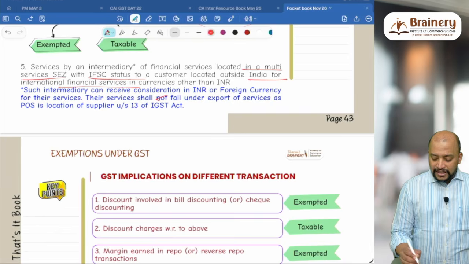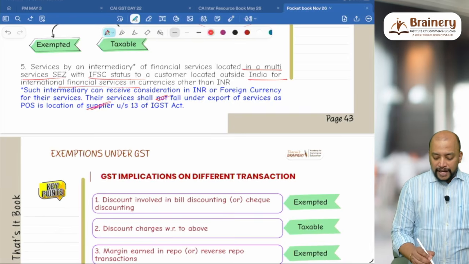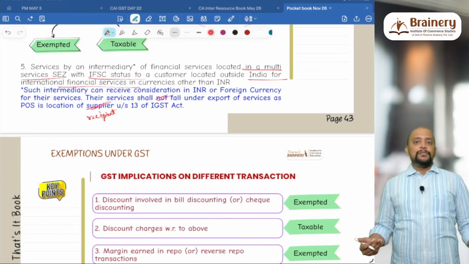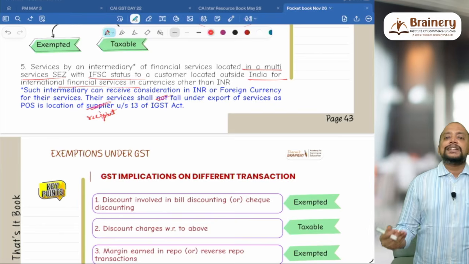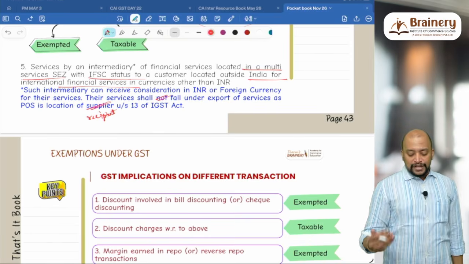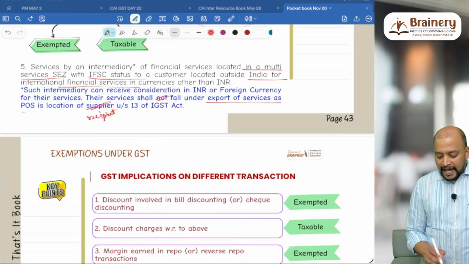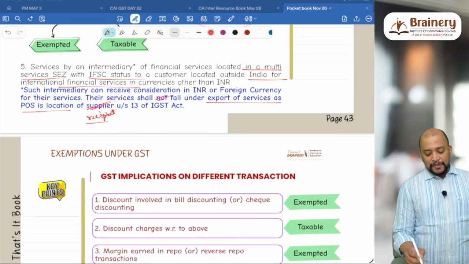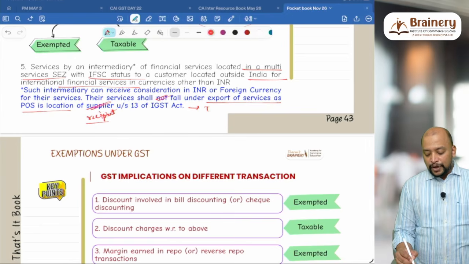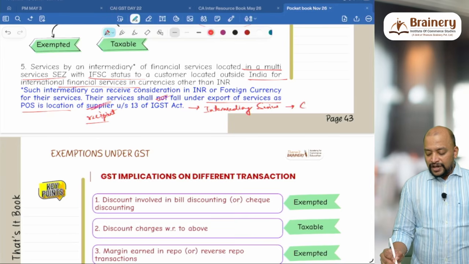Okay, so their services shall fall under export of service as place of supply is location of recipient. So it is not location of supplier, because now there is an amendment which says that the place of supply in case of intermediary service under section 13 is general provisions. So due to that reason it will be location of recipient. So their services shall fall under export of service, as place of supply is location of recipient under section 13 subsection 2, because now intermediary services is now covered under general provisions.